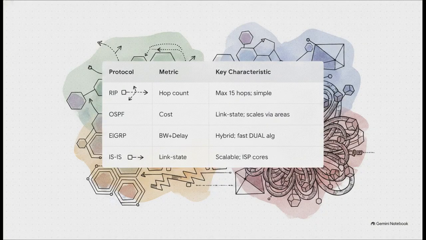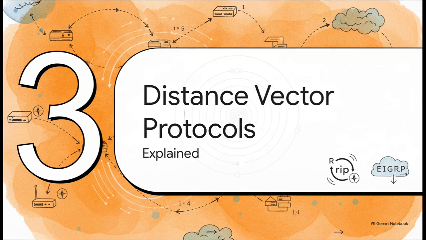So looking at the internal routing landscape here, you can kind of see our main options. RIP is super simple but very limited. OSPF is highly scalable for standard enterprise environments. EIGRP provides incredible speed with its DUAL algorithm, and IS-IS is the heavy lifter that large internet service providers tend to prefer.